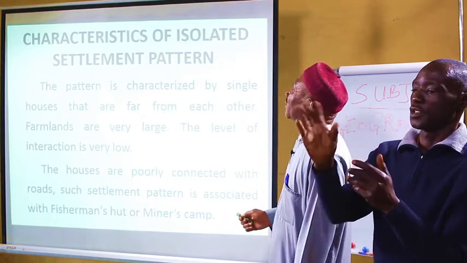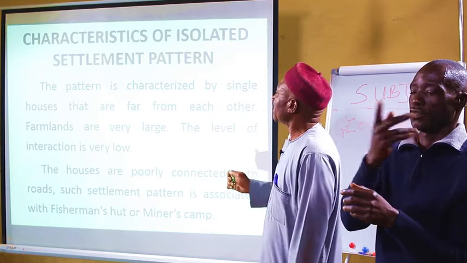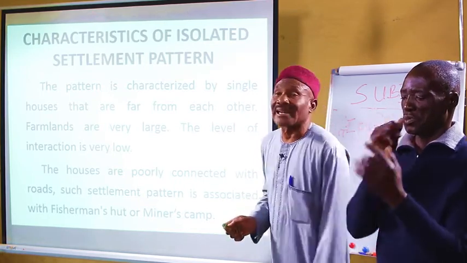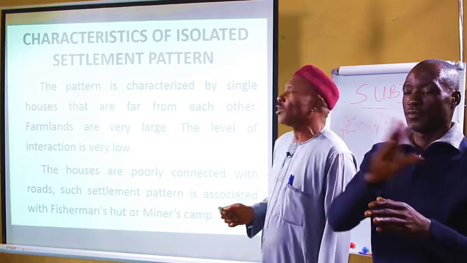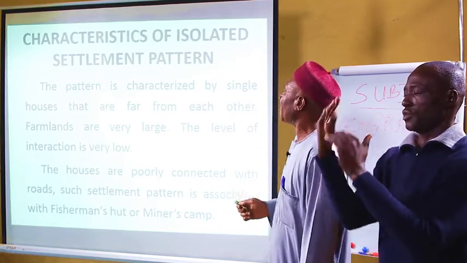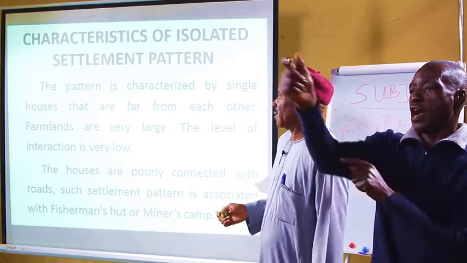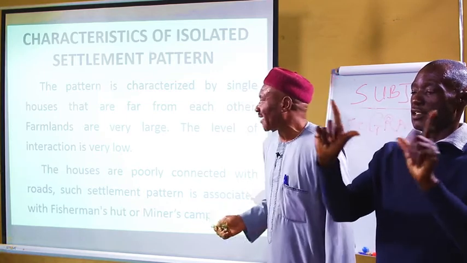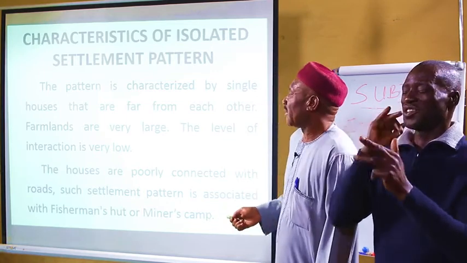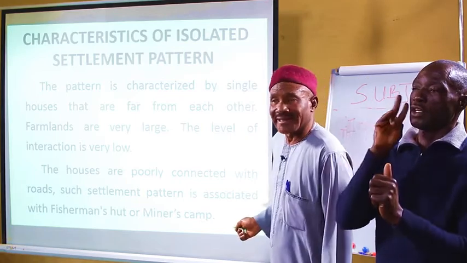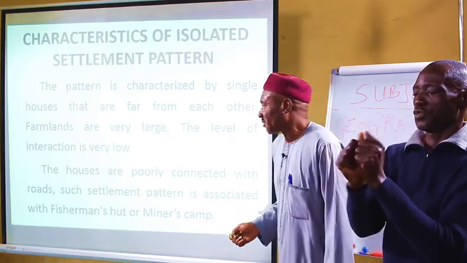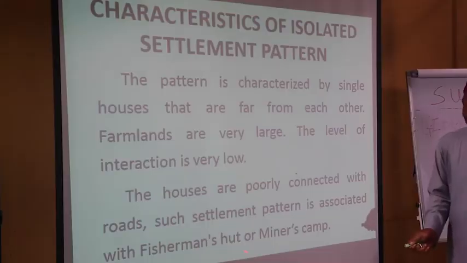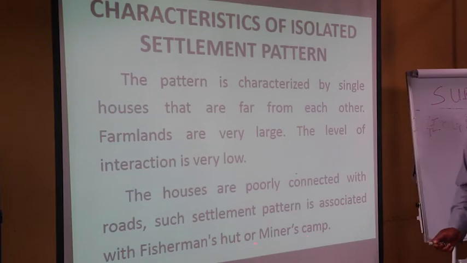The fourth is isolated settlement. This pattern is characterized by single houses that are far from each other. Farmlands are very large. The level of interaction is very, very low. The houses are poorly connected with roads. Such a settlement pattern is associated with fishermen's huts or miners' camps.